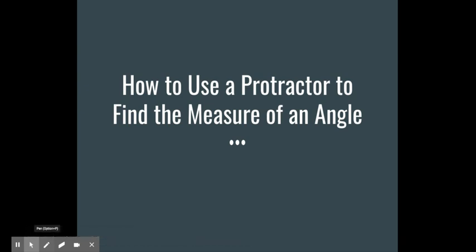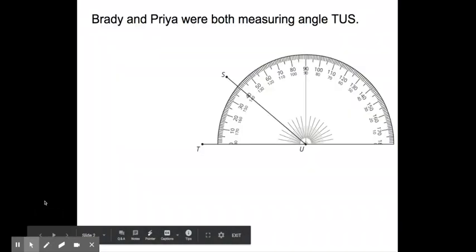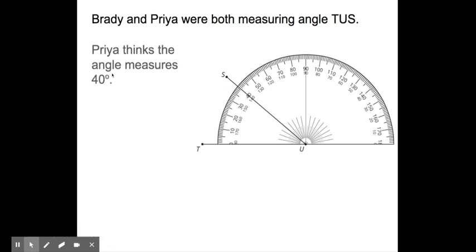Okay, this is going to be a video on how to use a protractor to find the measure of an angle. All right, so we are going to look at Brady and Priya, and they're both looking at the angle TUS. So angle TUS. Priya believes that that angle is 40 degrees. Brady believes that that angle is 140 degrees. So they're clearly both looking here. And the question is, well, who is right?